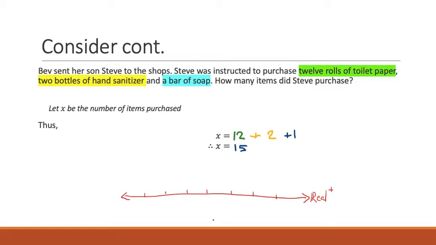If I was to plot that on a number line, I would write 15, 17, and 13 to just annotate, and then I would plot it right there. X equals 15. Now consider a different scenario.